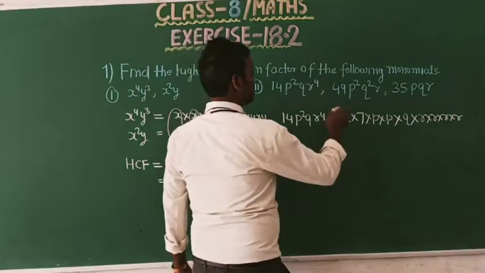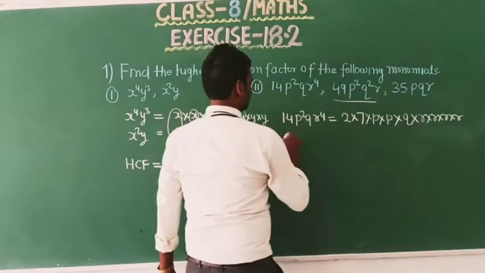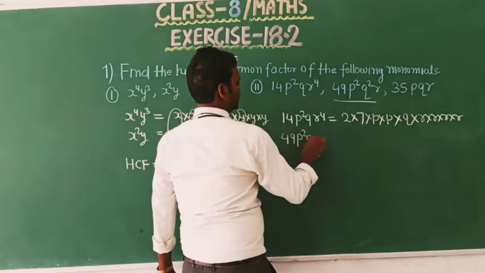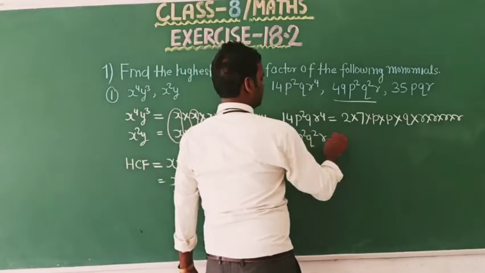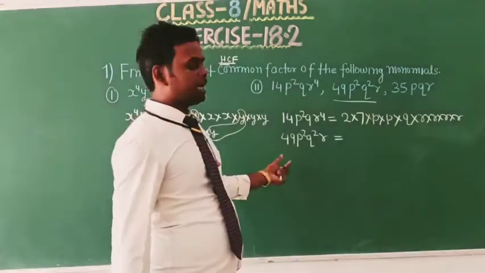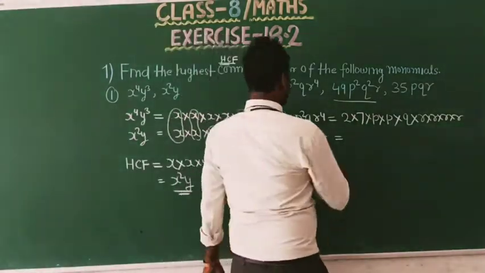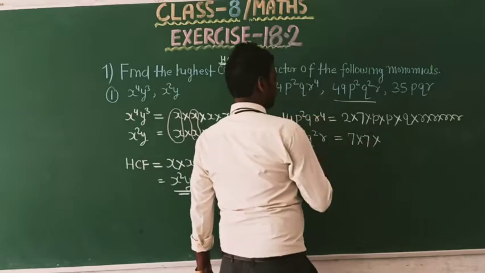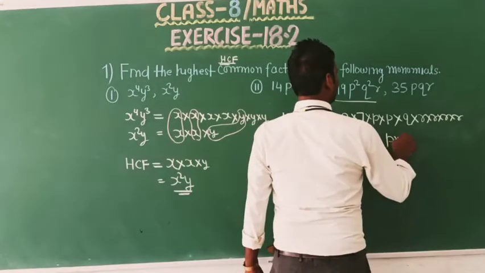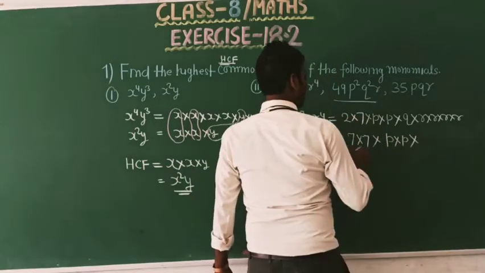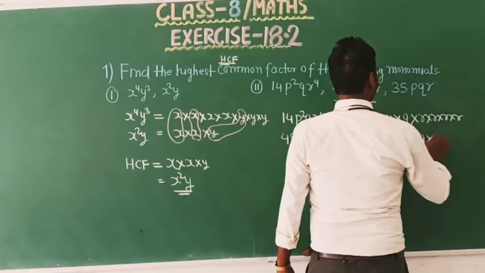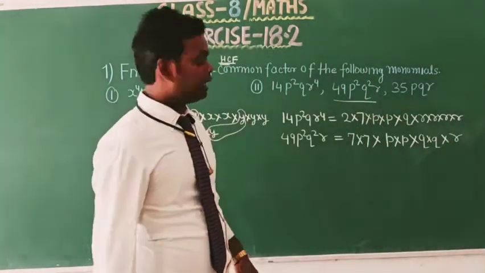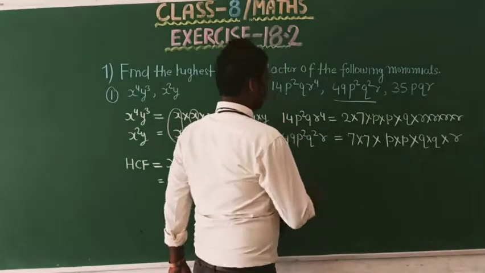The second expression is 49 p square q square r. Okay, so 49 is written as 7 into 7, into p to the power 2 means p into p, and this is q into q and r. Okay, and next is 35 pqr.